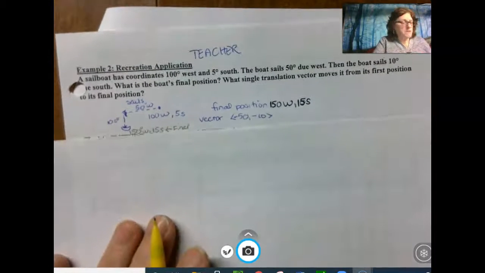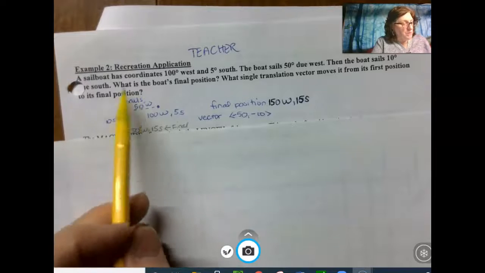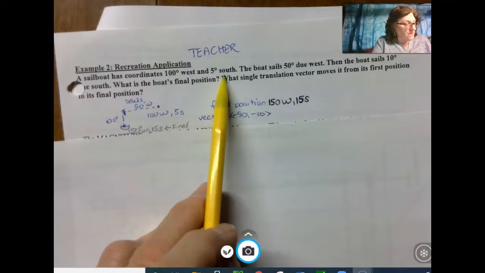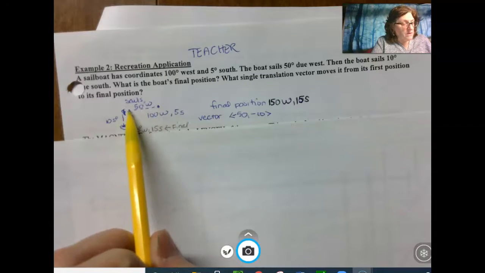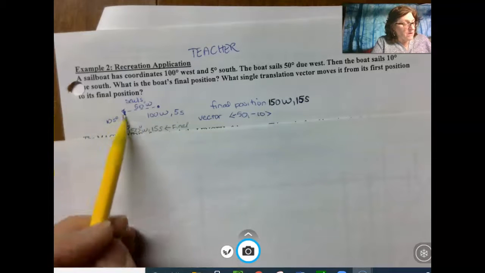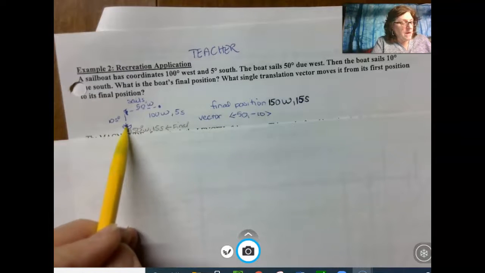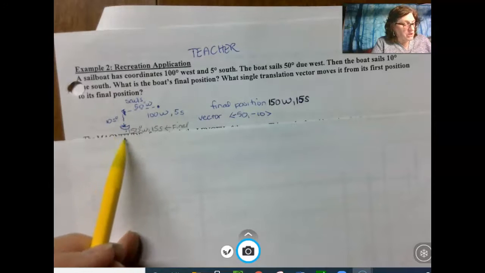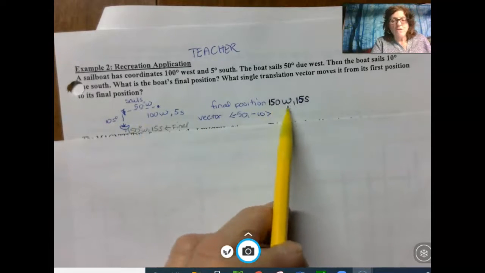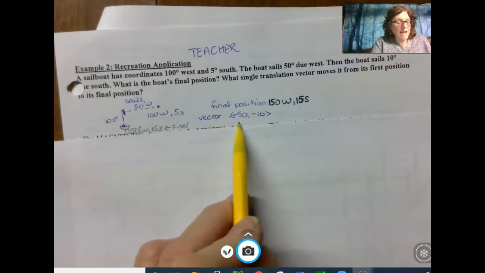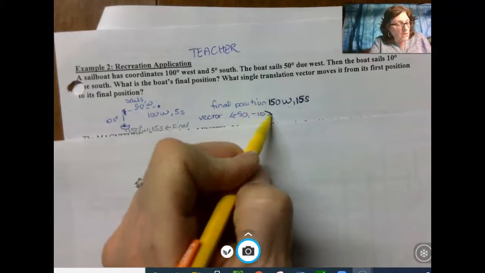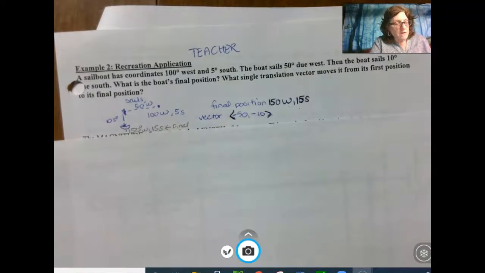So let's take a look and see what you did. My original boat has the coordinates of 100 west and 5 south. And then what did I do? I traveled 50 west and then 10 south. So where am I compared to the original position? Your new position is 150 west and 15 south. So the vector would be <-50, -10>. And so this is your vector notation. They're like little inequality symbols, so don't forget to use those in terms of your notation.